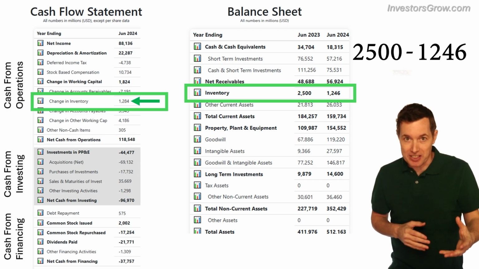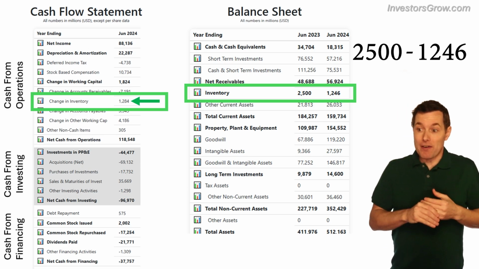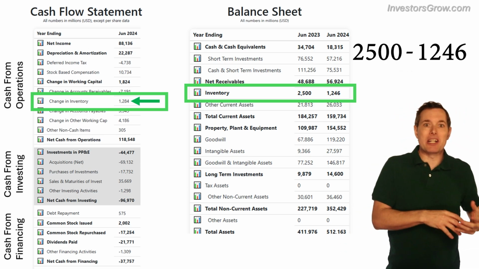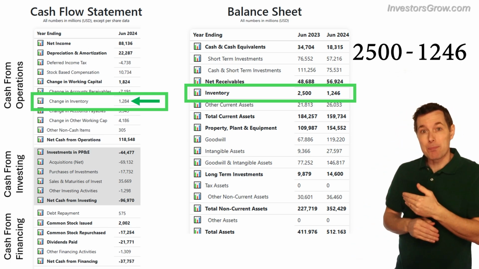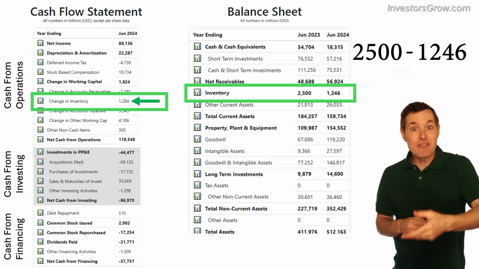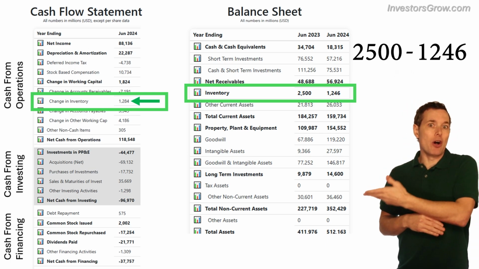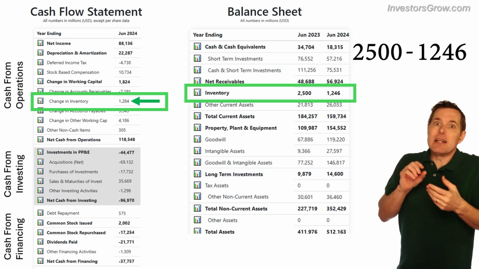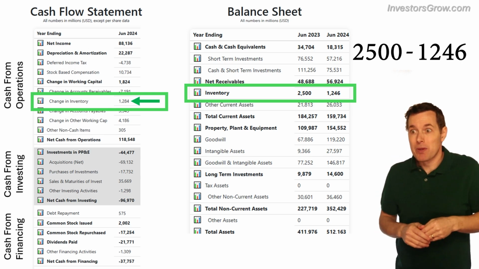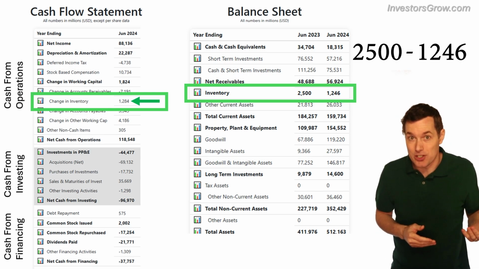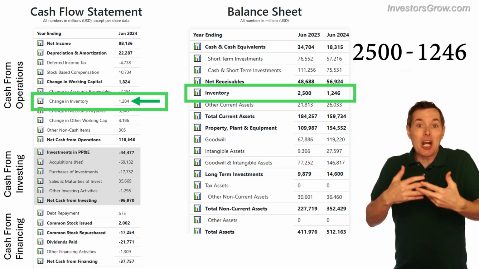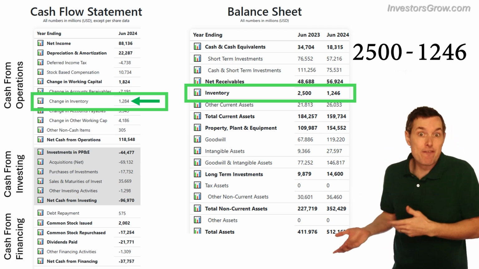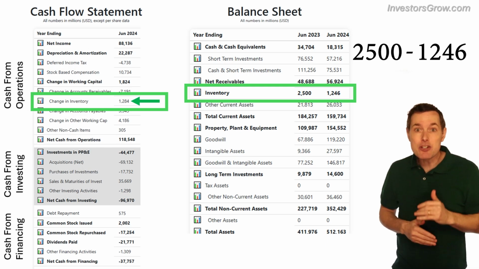Now, the reason for this is that throughout the year, Microsoft would have bought inventory and sold more products, and bought more inventory and sold more products. But at the end of the day, because this number dropped, we know that they were able to sell some inventory that they already had on hand. So that is an increase in cash flow because they sold last year's products, essentially. If that inventory number had gone up, that would mean that they bought inventory essentially for next year. So that would be a decrease in cash flow.